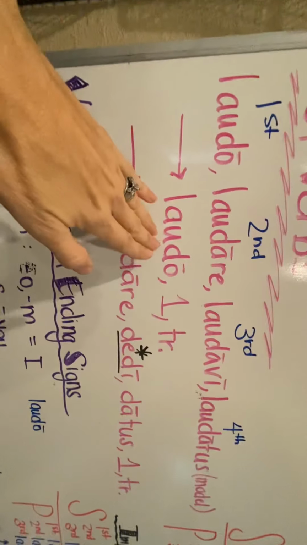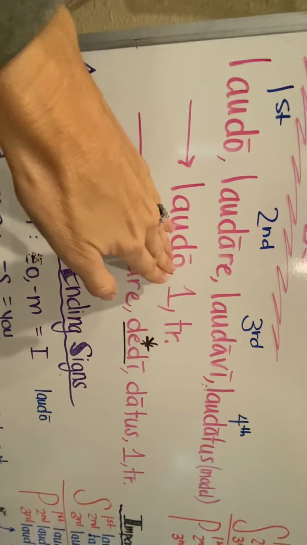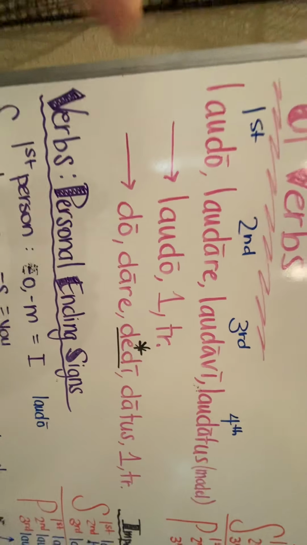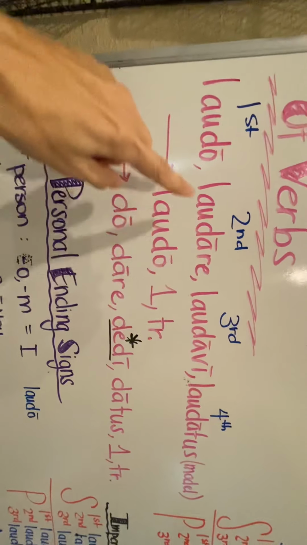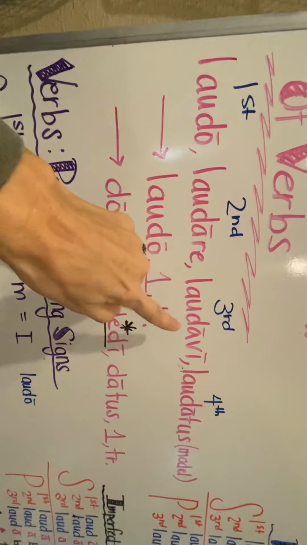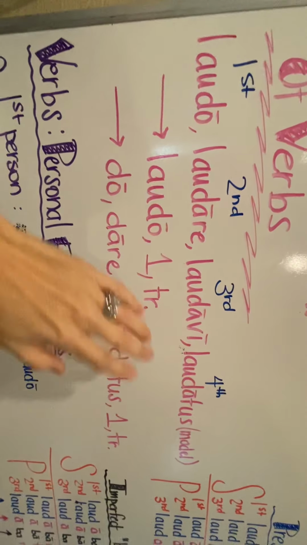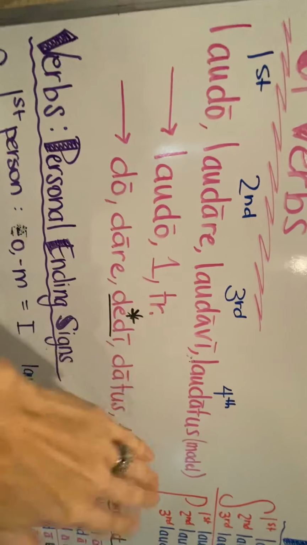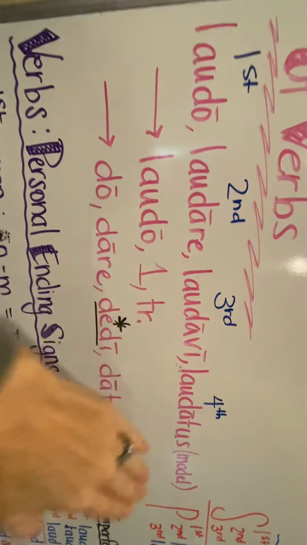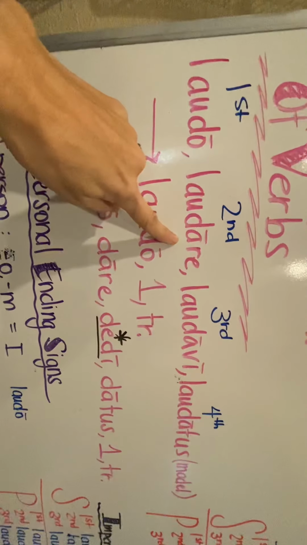So they also tell you that anytime they don't give you all 4 principal parts, it's because it follows this model. Okay, so it means that it would be laudo, laudare, laudavi, laudatus. And any words that are not given all 4 principal parts, it's because they're simply adding these endings to the word, and it forms just like laudo does.